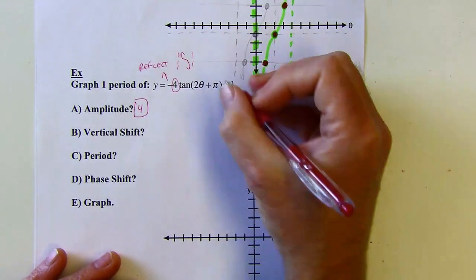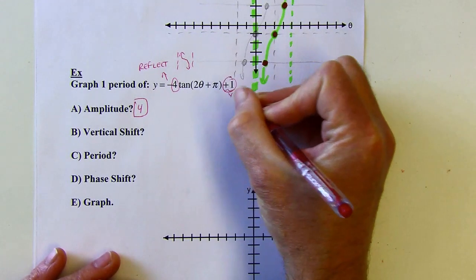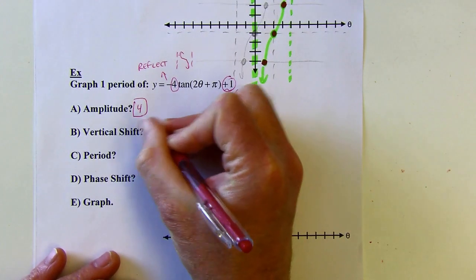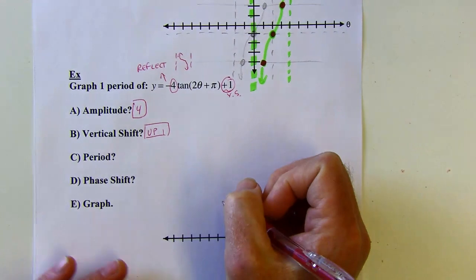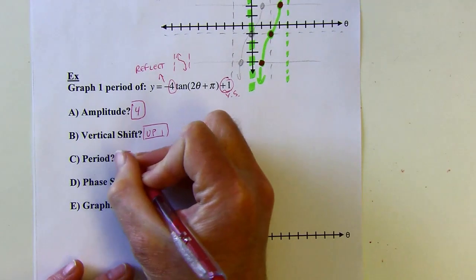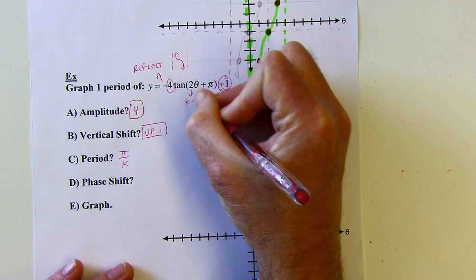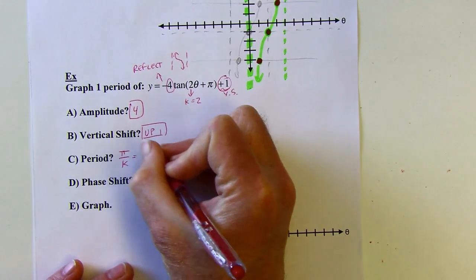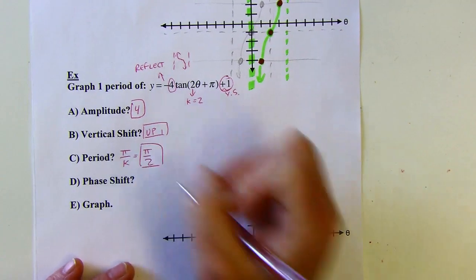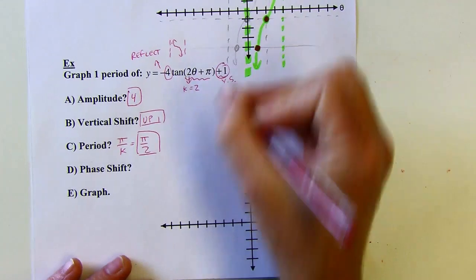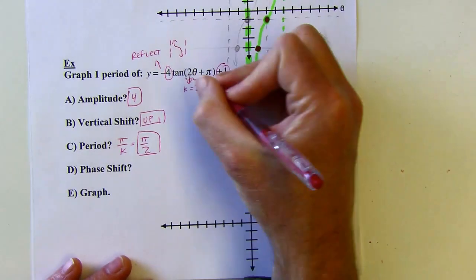All right, amplitude is 4. Vertical shift comes from here. This is the vertical shift. So up 1 or just 1. Okay, the period, I'm going to use pi over k. In this case, k is 2. So I've got pi over 2. That's my period.